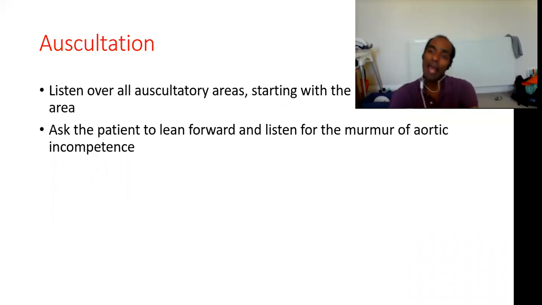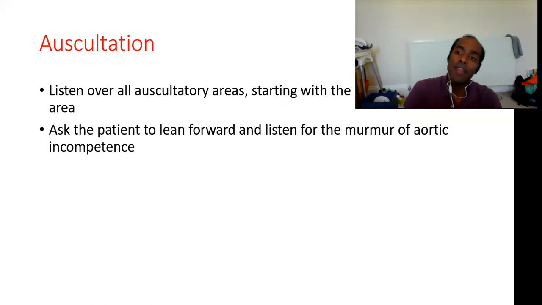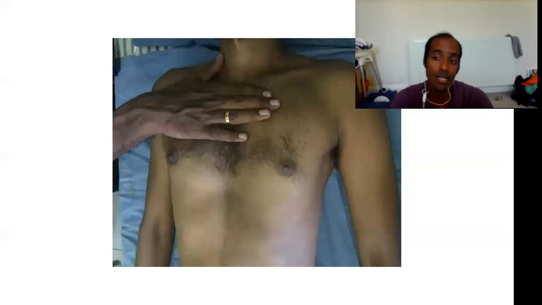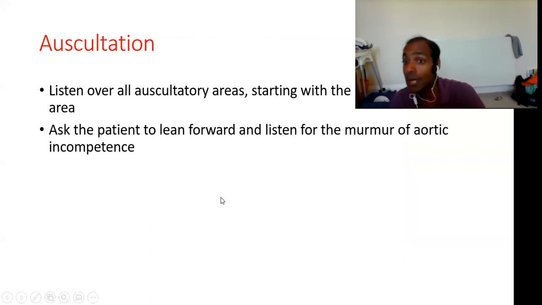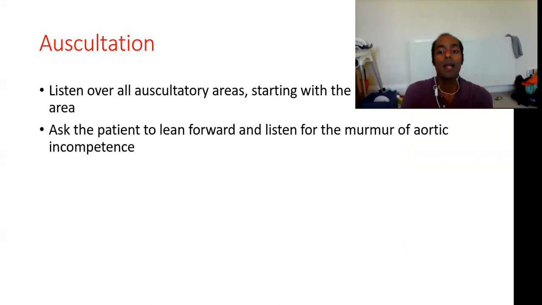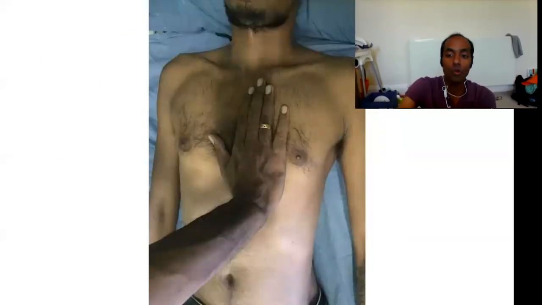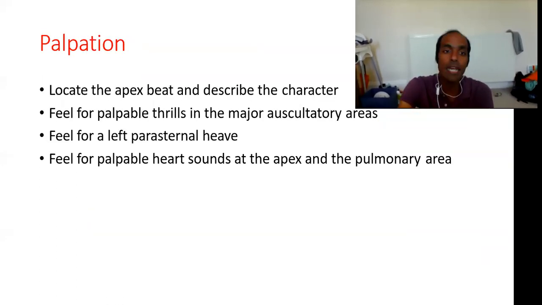Now the last, palpation is very easy. In palpation, you're focusing on the apex beat, counting the position of the apex beat, and also commenting about the character: tapping, thrusting, or heaving. Then you palpate all the major auscultatory areas for thrills. And then feel in the pulmonary area, which is basically the left upper sternal edge, for a palpable second heart sound. A palpable second heart sound will indicate pulmonary hypertension. And then parasternal heave, I have shown you how to do. So these are the techniques of palpation.